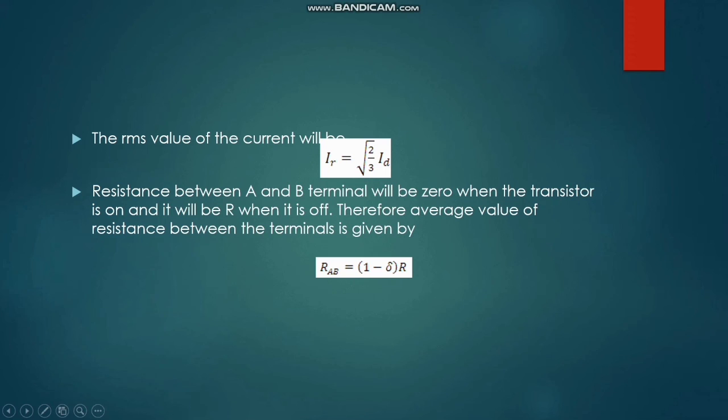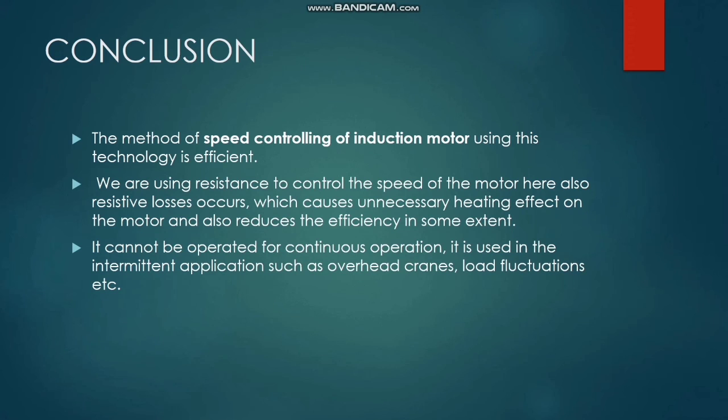Therefore, the average value of resistance between the terminals is given by RAB = (1 - δ) R. The δ is nothing but the duty cycle of the transistor. We vary the duty cycle, by which the resistance can be varied, and so the speed of the induction motor can be varied and controlled. This method of speed control of the induction motor using this technology is efficient. Compared to the conventional rotor resistance method, this static rotor resistance method is efficient.